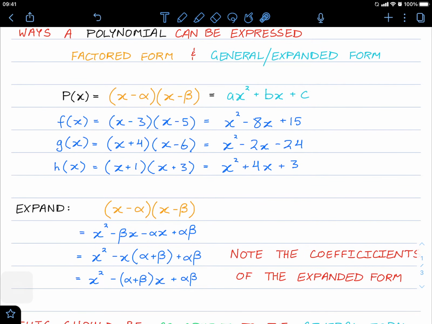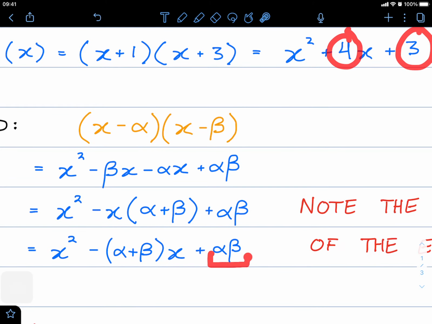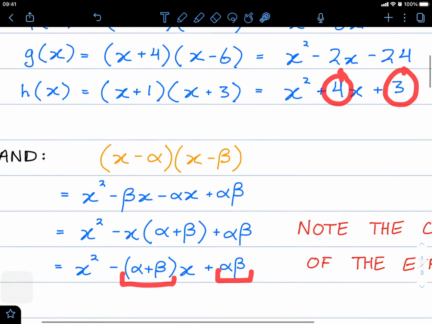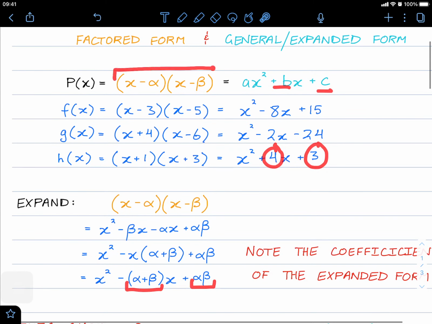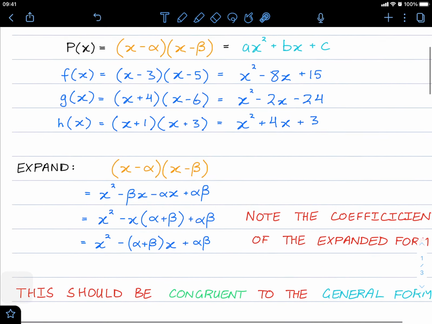You notice how whenever we factorize a quadratic, we're always looking for two numbers that multiply to give us c, and the same two numbers that add to give us b. This here shows exactly that. Alpha times beta, alpha plus beta. Now, since this factored form is congruent, or the exact same meaning as the general form, we can do a little bit more now. So let's take a look.